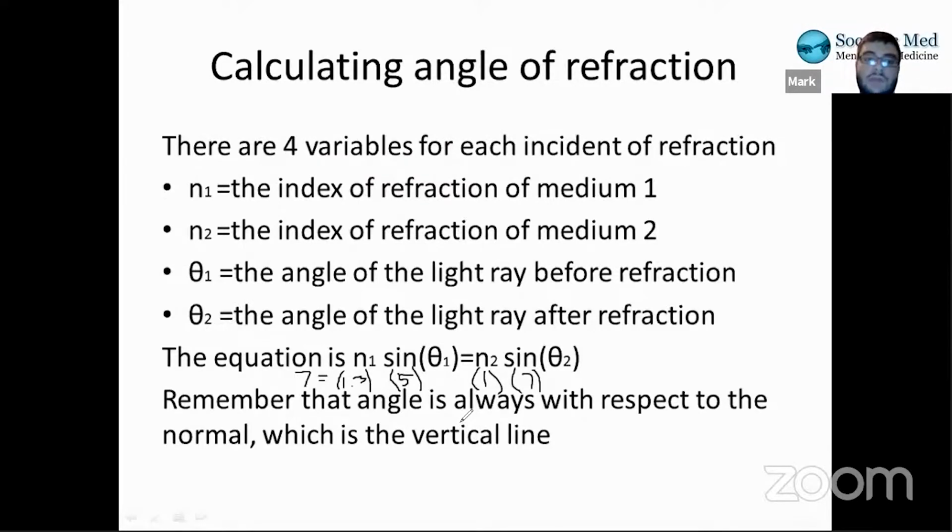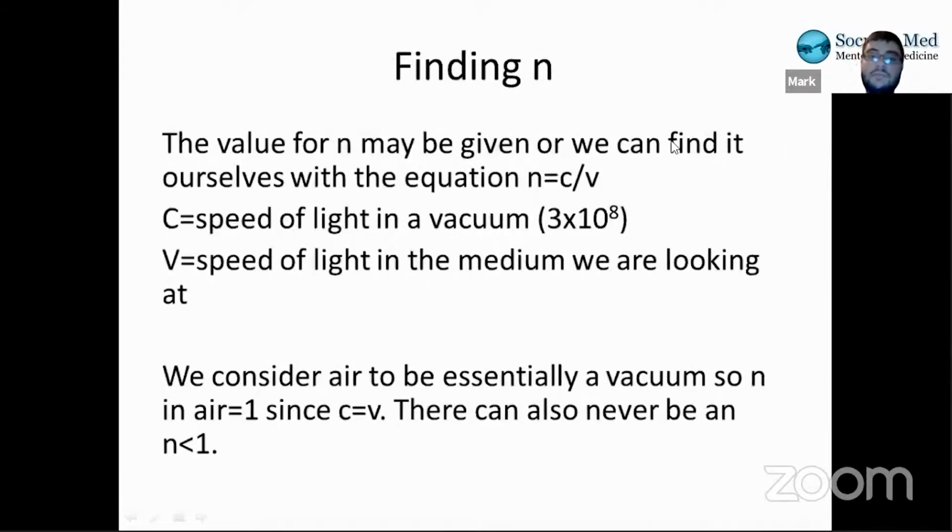Okay, last question. Somebody asked, why can n never be less than 1? The equation for n is c over v. You know that c is the speed of light in a vacuum. V is the speed of light in whatever medium we're looking at: water, glass, air, whatever. In order for n to be less than 1, that would mean V is bigger than C, the denominator is bigger than the numerator.